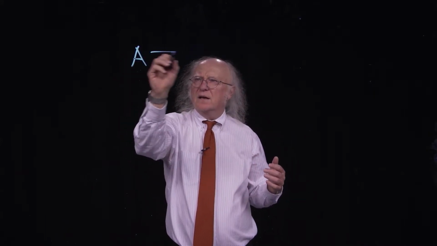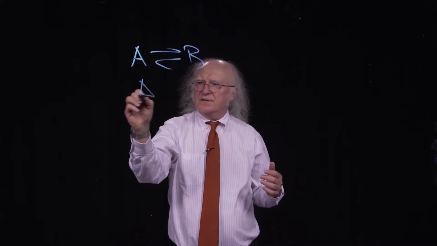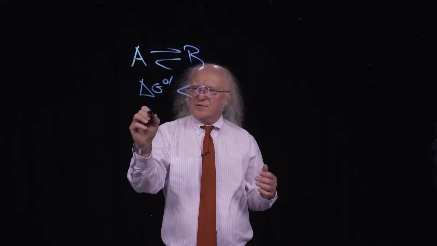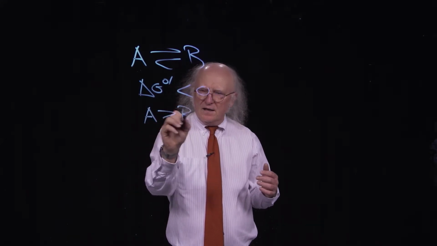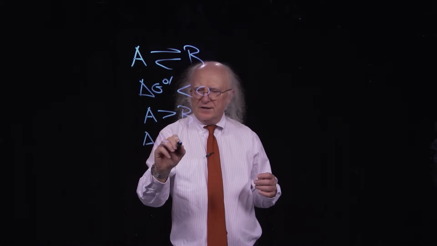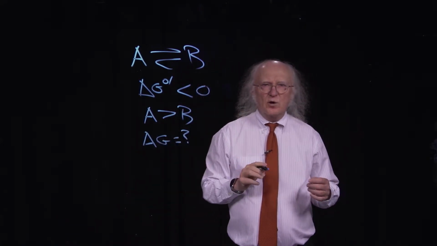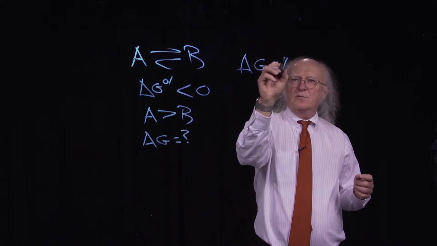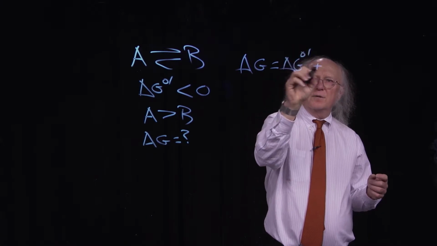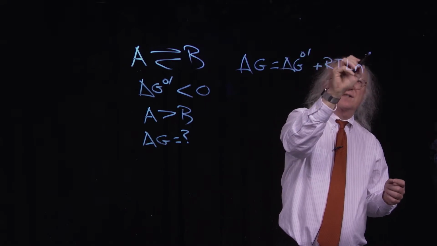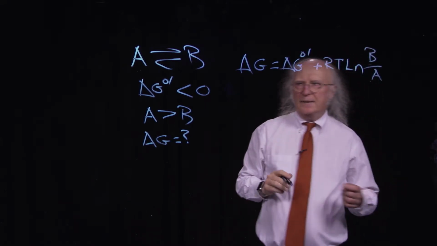Problem 3 says that when a reaction A going to B has a delta G 0 prime that's less than 0, and there's more A than there is B, what can you say about delta G? Well, again, let's go back to the Gibbs free energy equation. Delta G is equal to delta G 0 prime plus RT times the natural log of the products B over the reactants A.